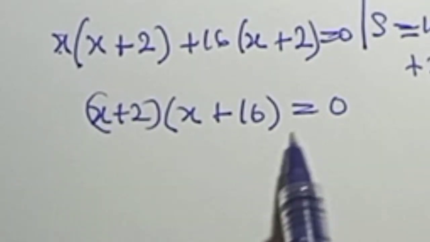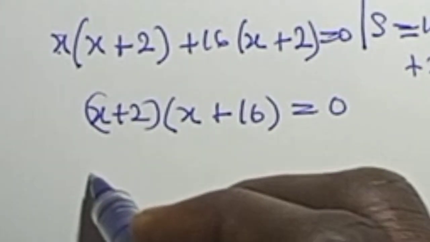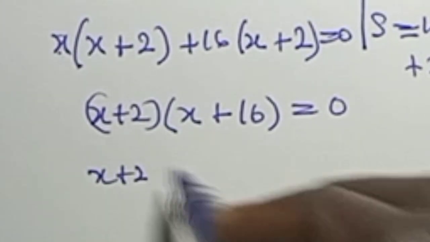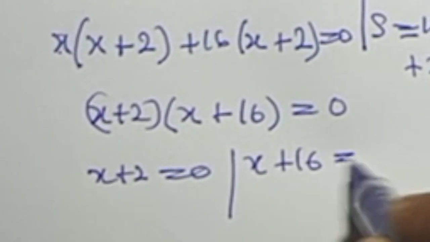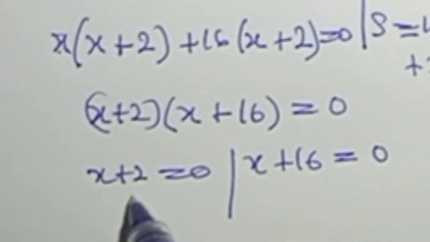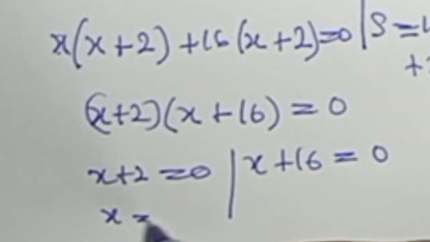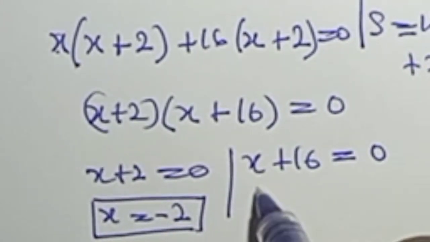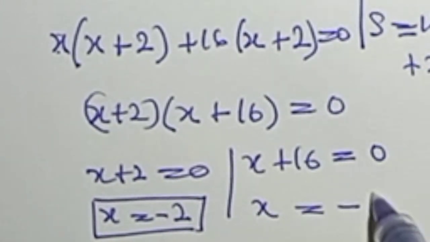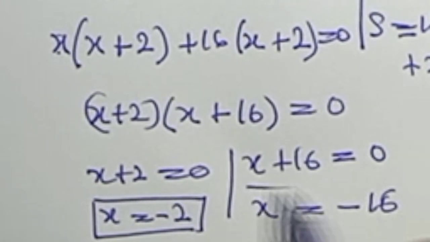Here, this leaves us with the zero product rule, and it says either S plus 2 is equal to 0 or X plus 16 is equal to 0. And from this other side, we have S to be equal to minus 2. So the first value of S is minus 16, and it's fine.